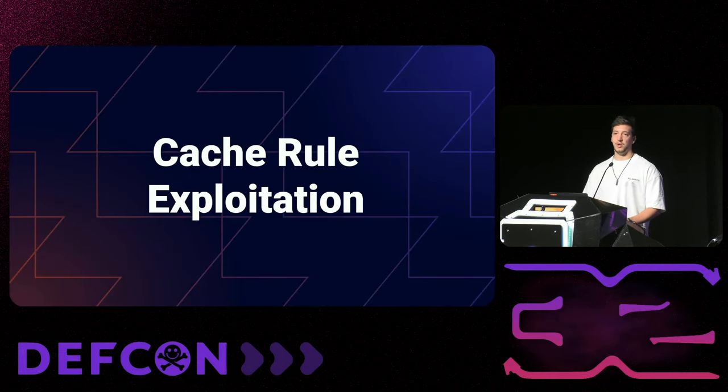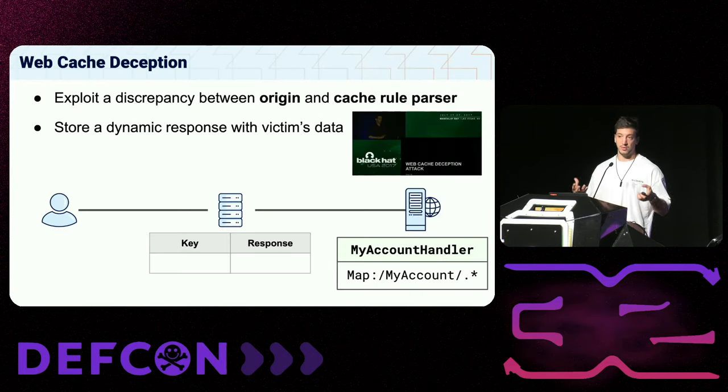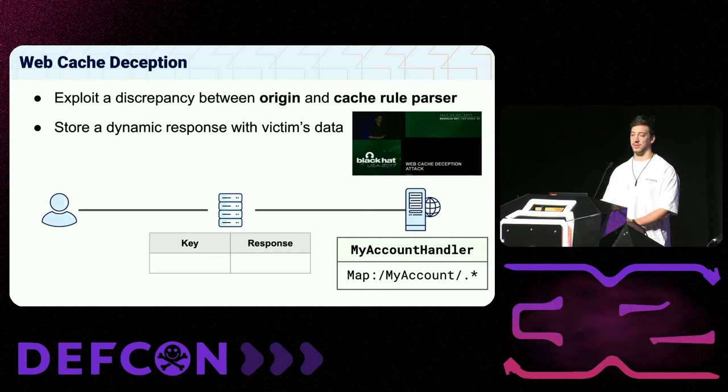Now, we can exploit this in many ways. The first one is the one that was discovered by Omer Gil in 2017, which is web cache deception.